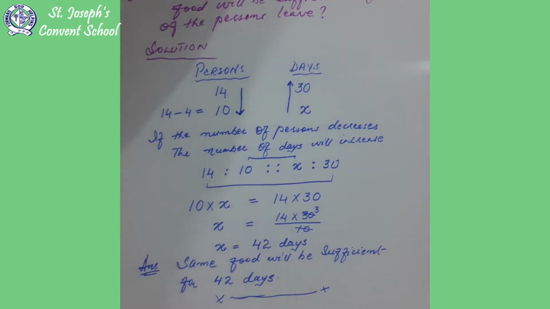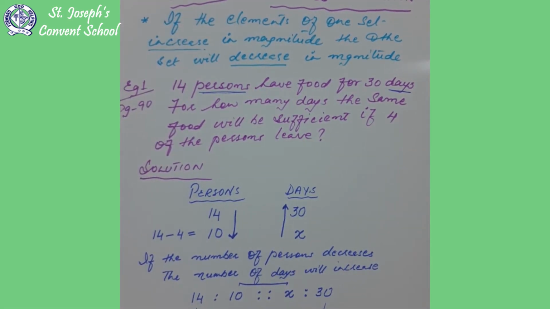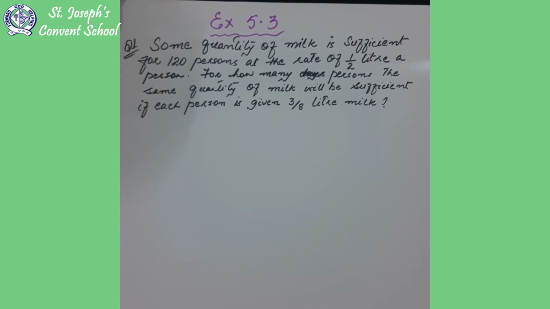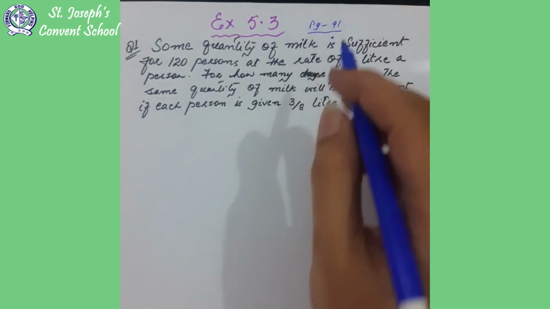Now examples are not in your book, they were only I think one example. Now I'm going to do the questions from the exercise, okay, so that you can understand. Let me do first question. Now we are going to do exercise number 5.3. Okay, question I have already written. Exercise 5.3. Question number 1. Okay, it's on page 91. So you can check the question also from your book.